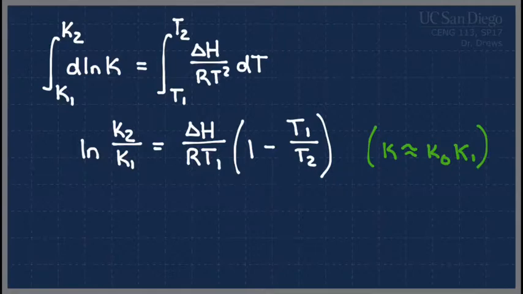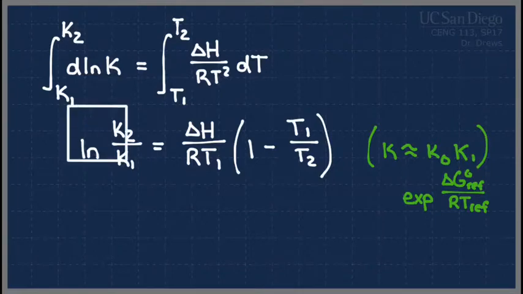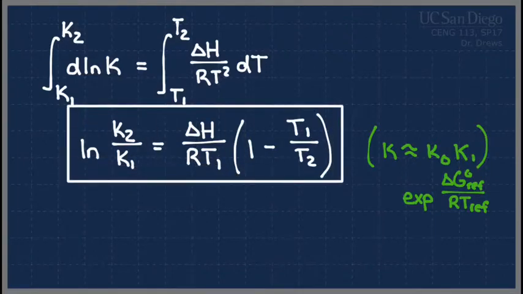The advantage of that is only that you don't have to calculate the exponential of delta G ref over RT ref. You don't have to do that anymore, right? If I just flat out give you a K, you can always calculate the other one using this equation. So for example, what would that look like if I actually gave you that information?